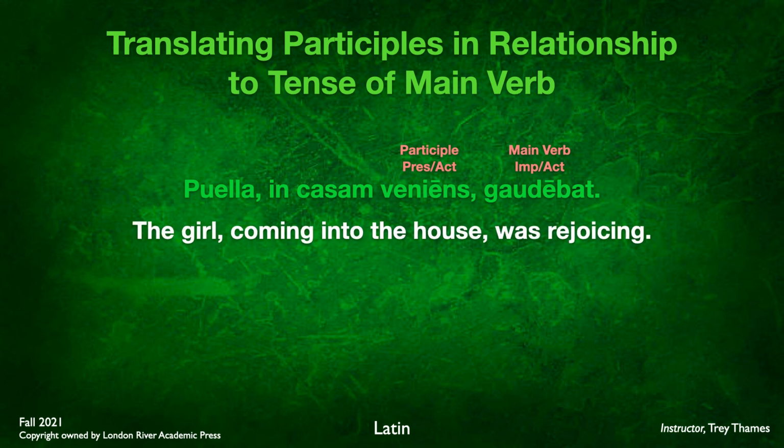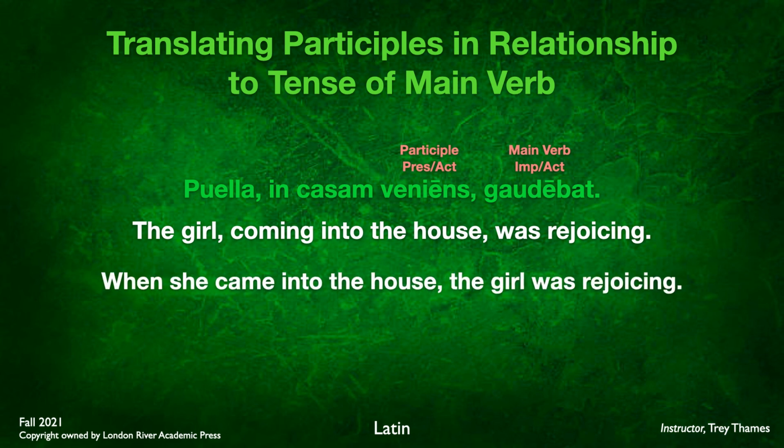So here we have puella, the girl, in casam veniens, coming into the house, present tense, active participle, coming into the house. Gaudebat, was rejoicing. The girl coming into the house was rejoicing. But a little bit better, a little bit more fluid translation might be, when she came into the house, the girl was rejoicing. Because remember, the present participle is happening at the same time as the action of the main verb, which is in the past tense. So we can change the word coming into a past form, came. When she came into the house, the girl was rejoicing.